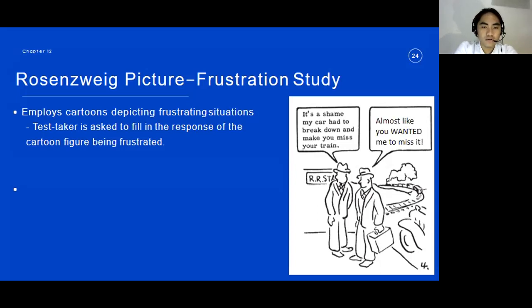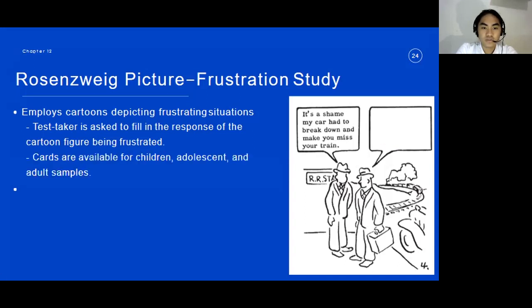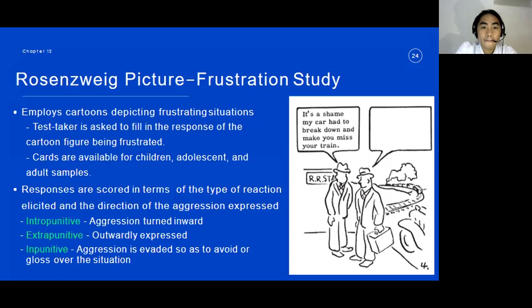This one here, almost like you wanted me to miss it. So it's sort of passive aggressive, which would be really interesting to know. So cards are available for children, adolescent, and adult samples. So obviously you wouldn't give an adult version to a child because they wouldn't identify with the pictures.